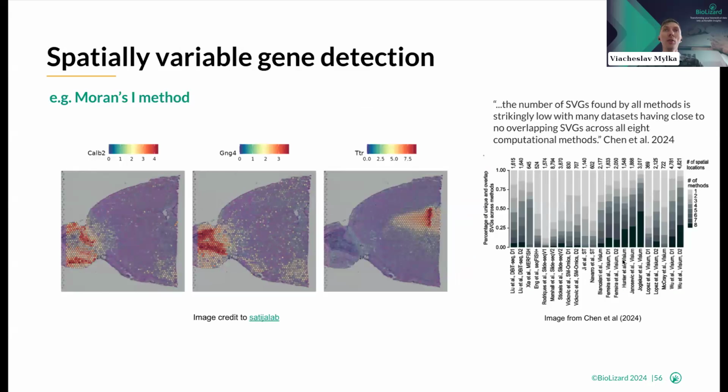And another approach, which for some applications is also useful, is to find genes which have different expression profiles depending on the location within tissue. So-called spatially variable genes. Different methods exist to detect them, for example, Moran's I method. And to the right, I added this stacked bar plot from a benchmark paper where they compare different tools to identify those spatially variable genes.